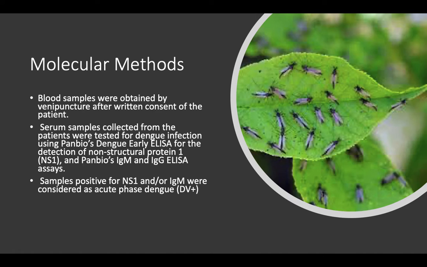Molecular methods. Of the 878 patients with acute dengue virus syndrome, blood samples were obtained by venipuncture after written consent from the patients. Serum samples were collected from the patients and were tested for dengue infection using early ELISA testing. Samples that proved to be positive for non-structural protein as well as immunoglobulin M were considered as acute phase dengue virus.